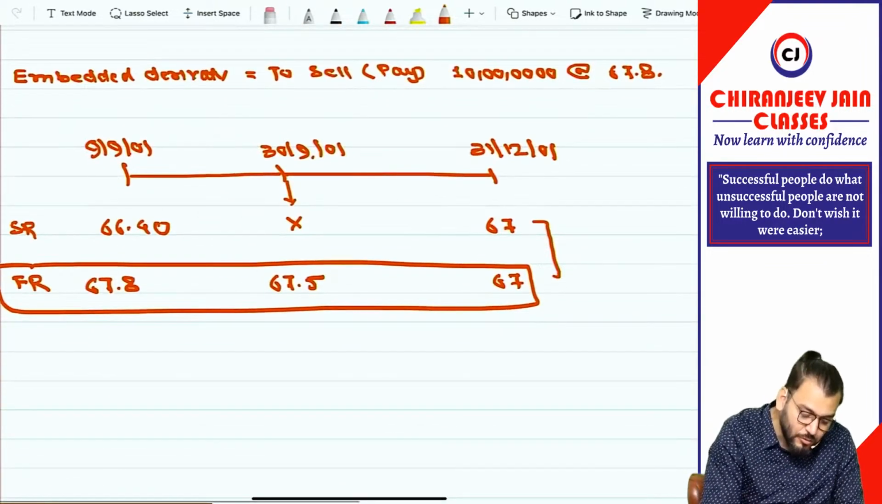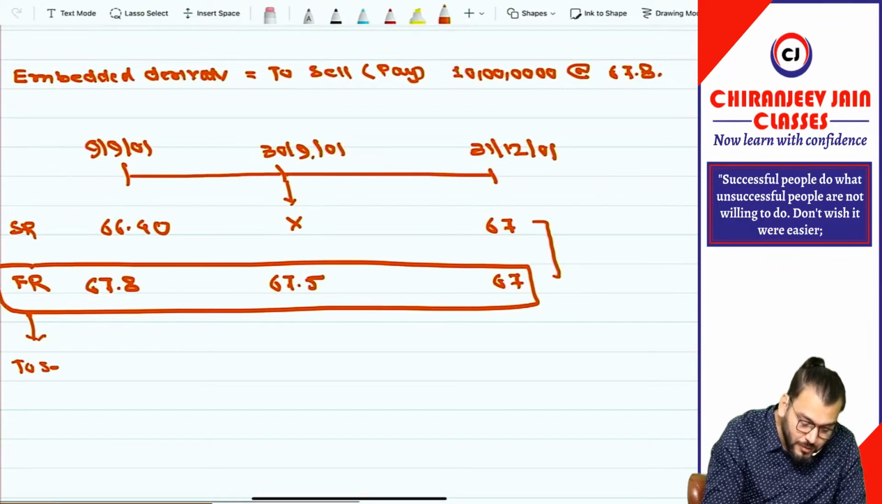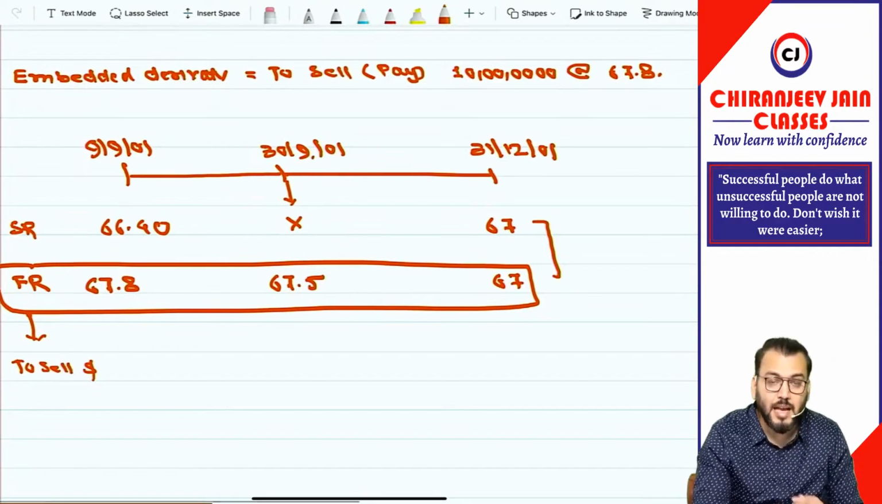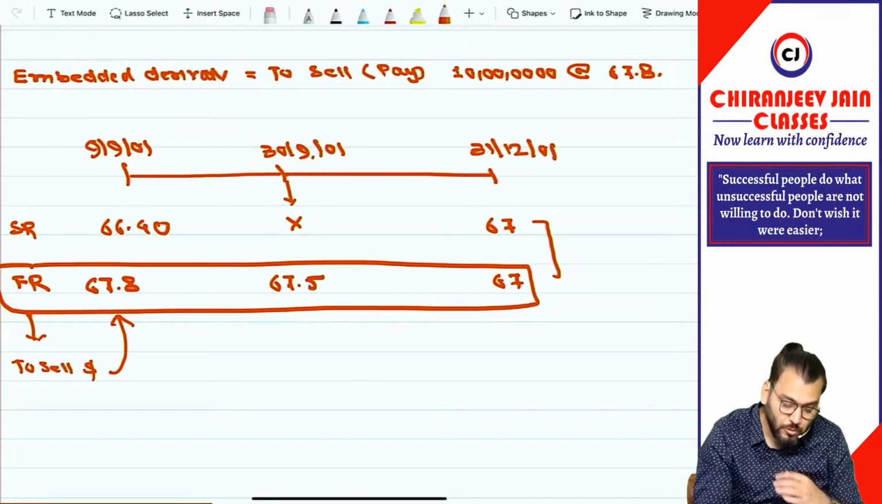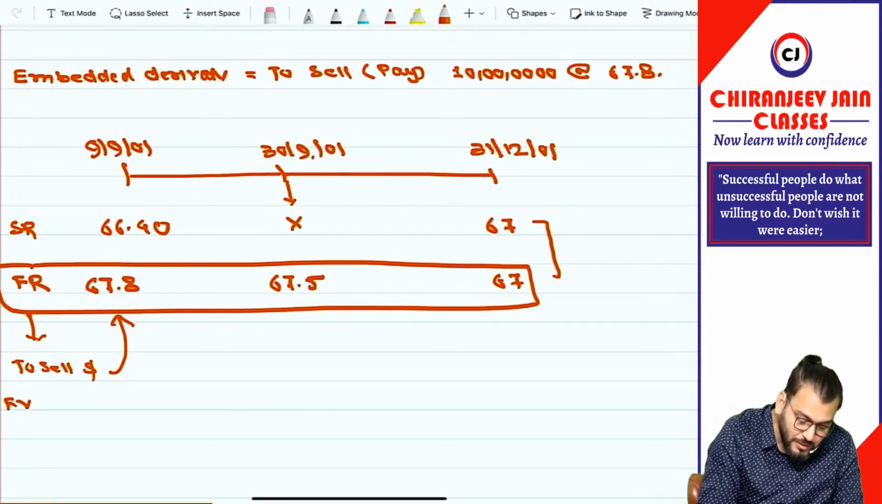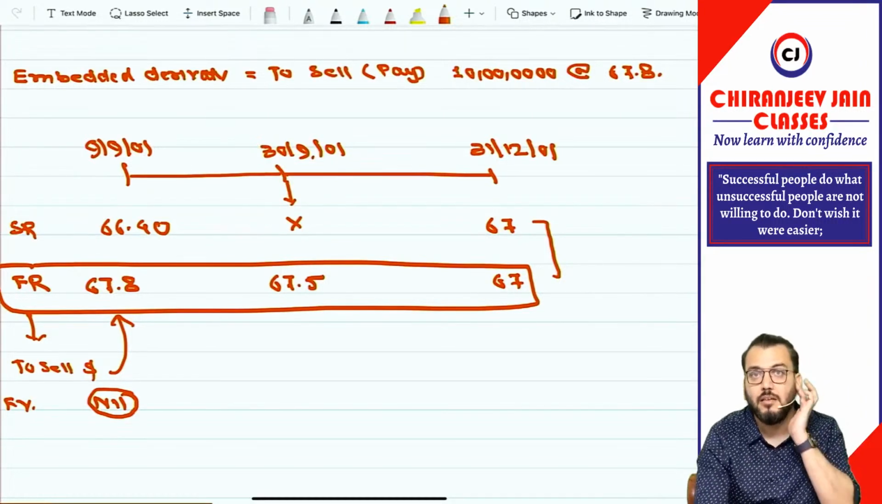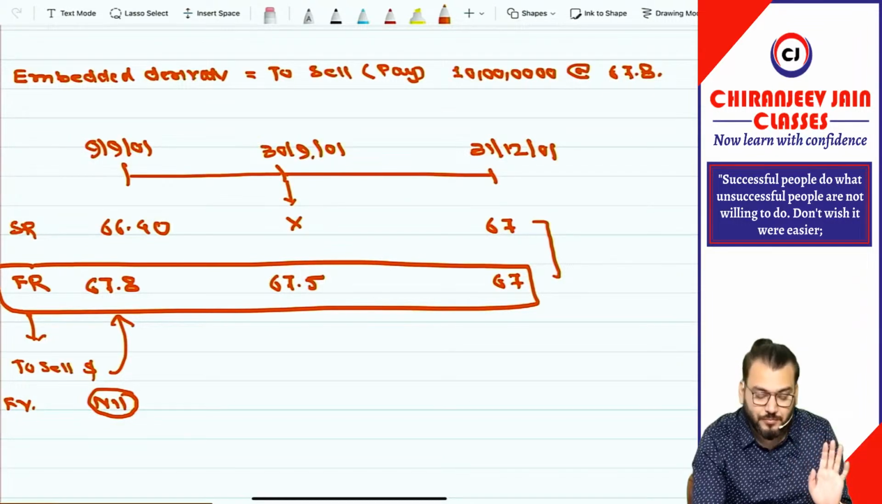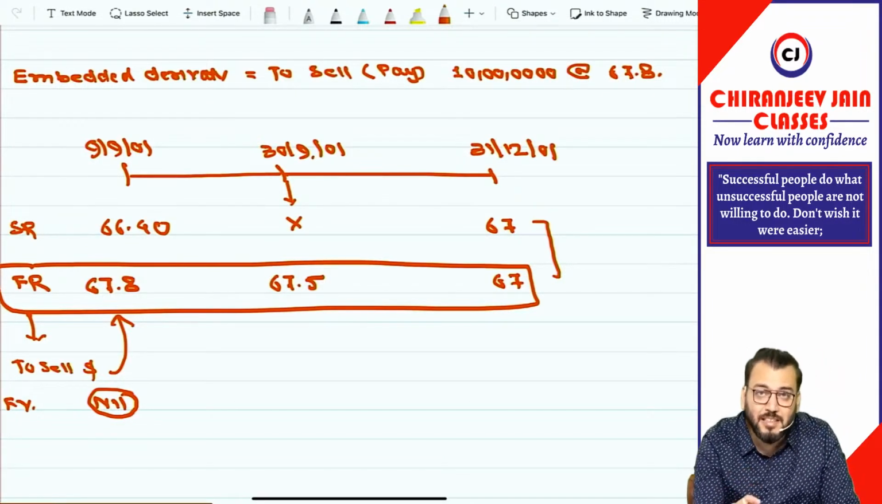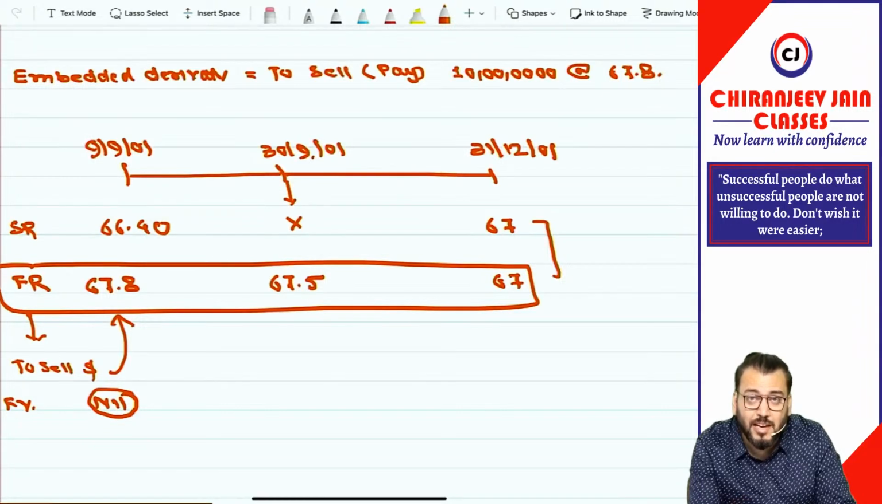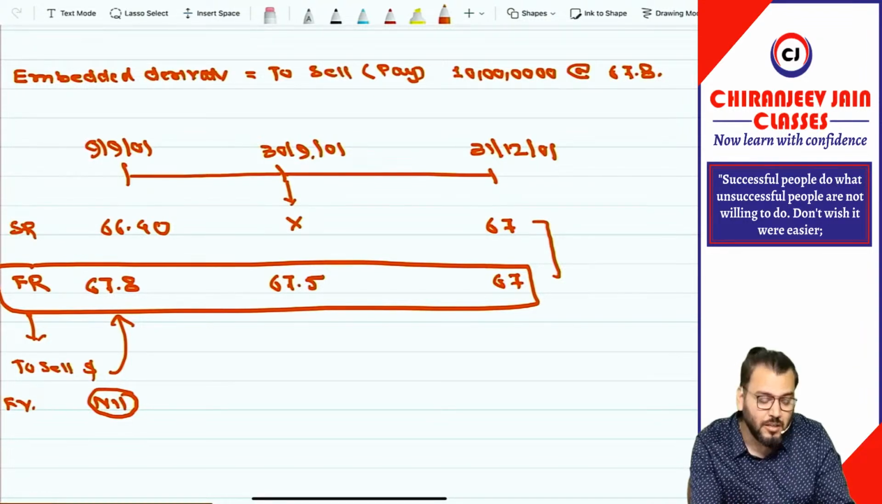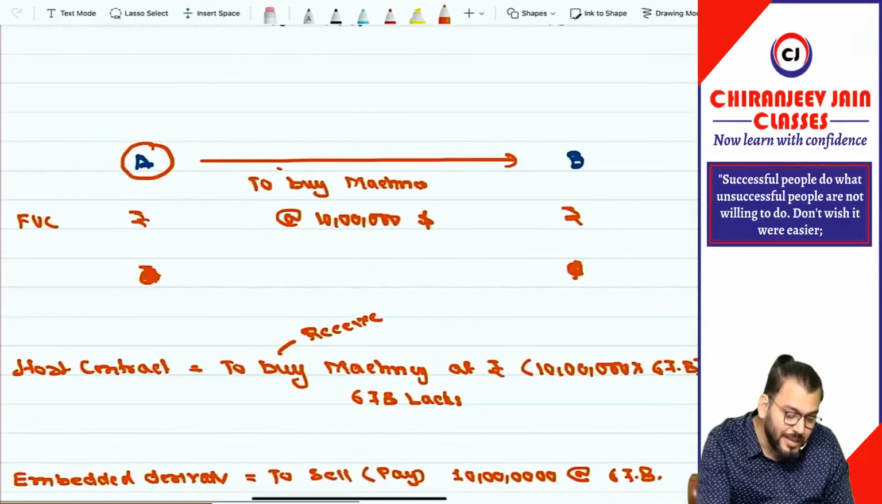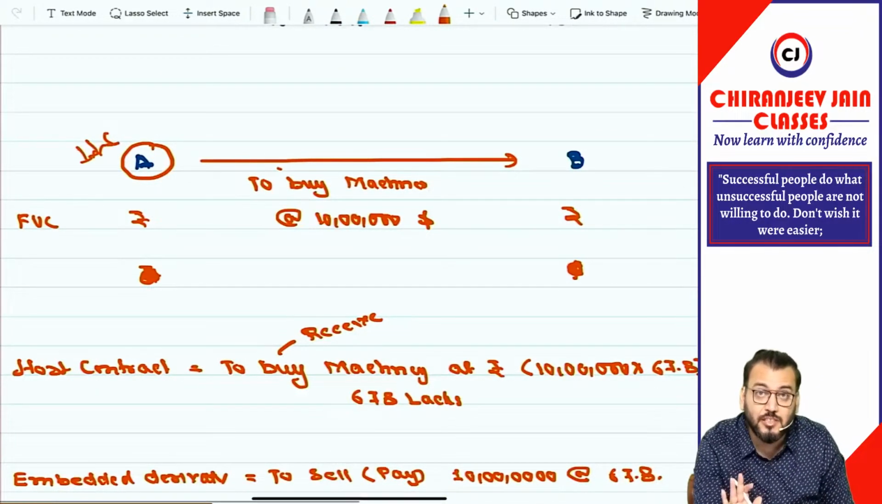Now we have entered into a contract to sell dollar at 67.8. So we need to find out the fair value. What is the fair value of the forward contract? Initially it is nil. Understood? Now you can see you have entered into a contract to sell dollar. Why? Because your expectation is that the dollar rate may fall.